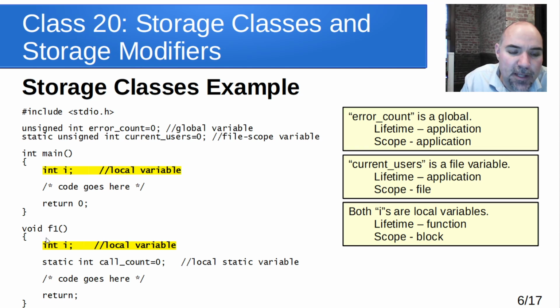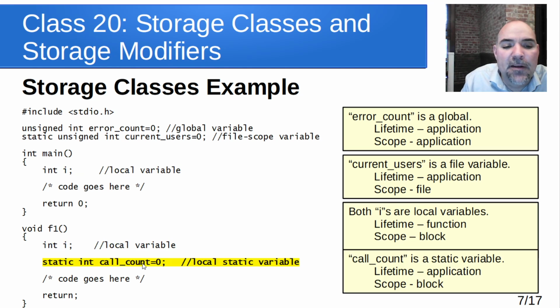In other words, if I had some other function and tried to access variable I, unless it had a local, it could not see either of these. They're only accessible from inside of that block itself. Now there's one other one here, and that's this call count down here, the static int down here.